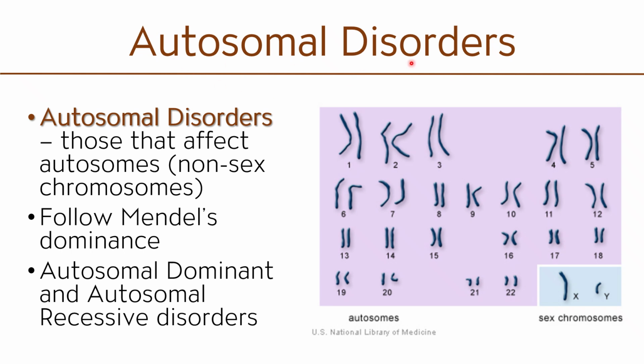So when we talk about an autosomal disorder or an autosomal trait, we're talking about one that is on the autosome, not on our sex chromosome. So it's on chromosome pairs 1 through 22, not on the X, not on the Y. And the ones that we're going to talk about for this class at least, which we're going to get into in person, they're going to follow Mendel's dominance. And so we have autosomal dominant and autosomal recessive disorders, meaning one is linked to the dominant trait, one is linked to the recessive trait.